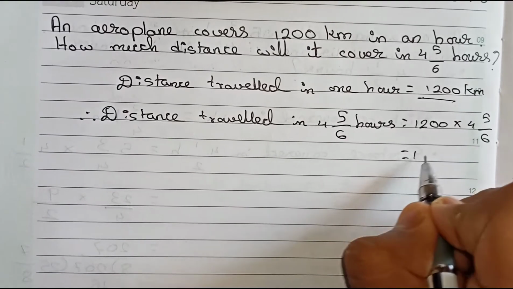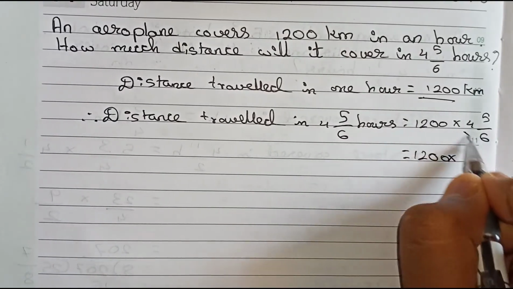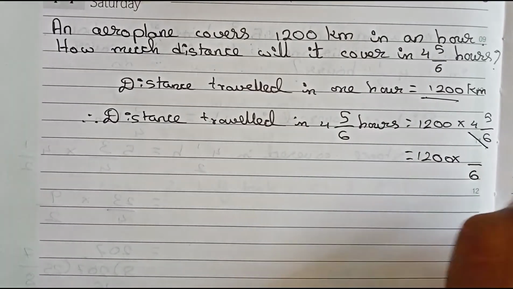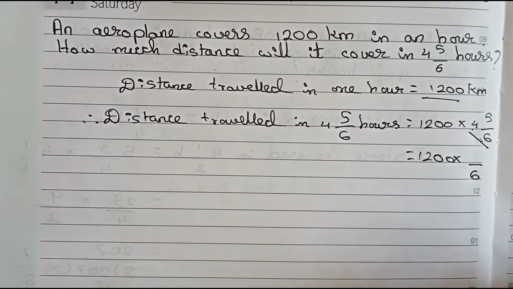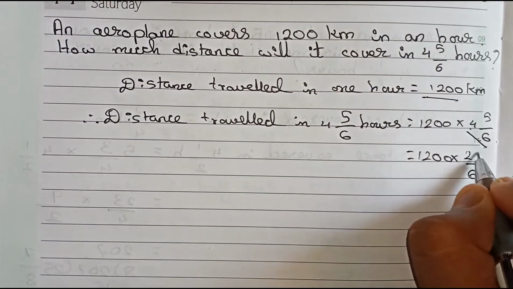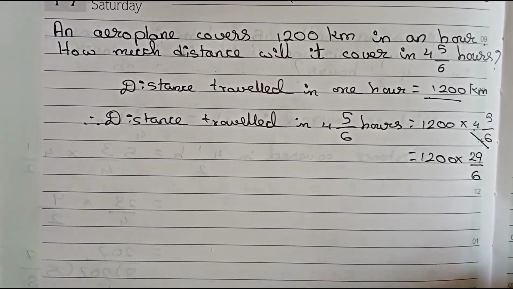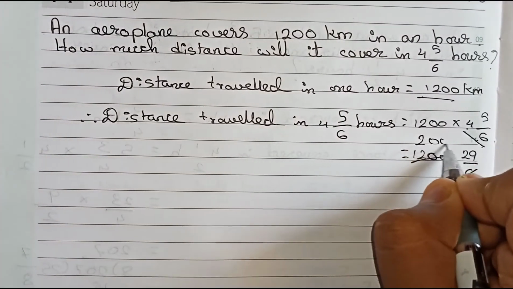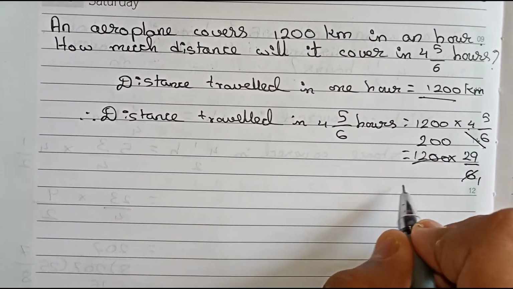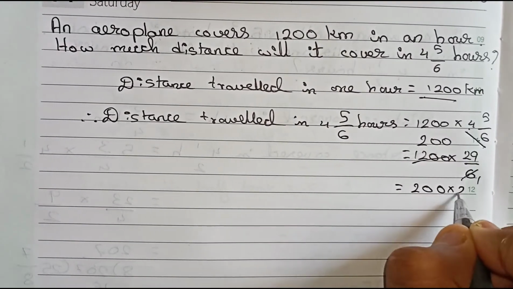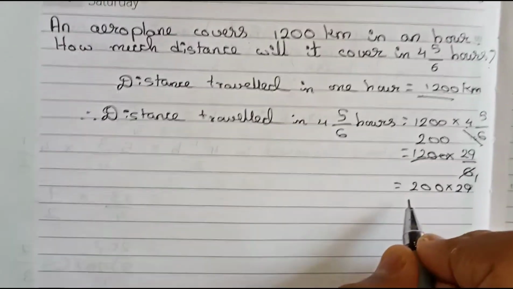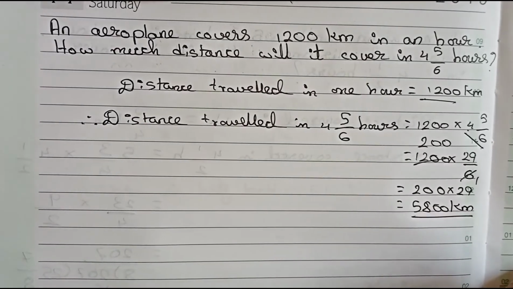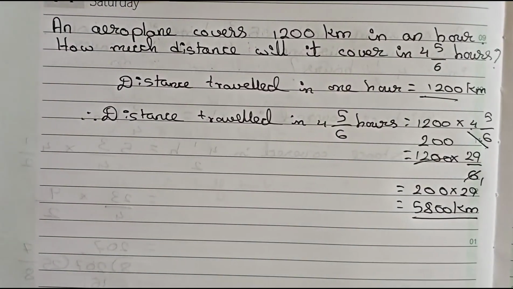So now first write 1200 into, so now this is an improper fraction, so convert it into a mixed fraction first. So write the denominator first, that is 6. Now 6 into 4, that's 24, plus 5, that is 29. So it becomes 29 by 6. So now you cut 6 and 1200, it becomes 200. So therefore it becomes 200 into 29, which will be equal to 5800 km. So this will be your final answer for this question. So let's move on to our next question.